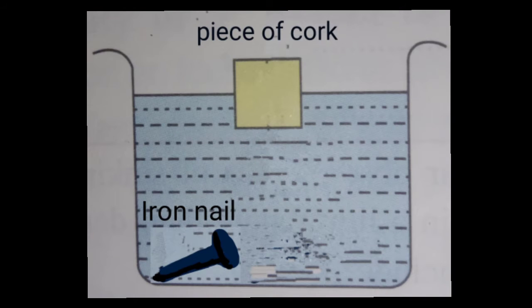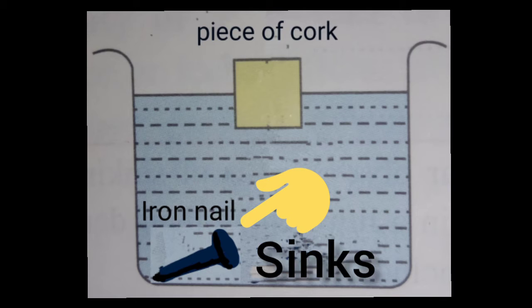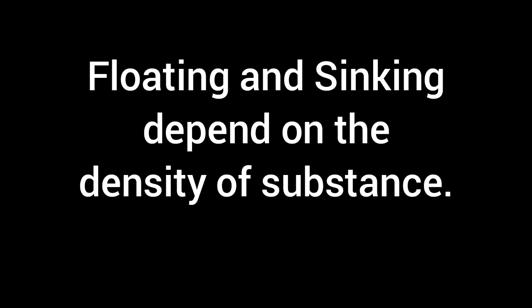Thus, a body floats on a liquid if its density is less than the density of the liquid, while a body sinks in a liquid if its density is more than the density of the liquid. It means it depends on the density of a substance, whether it is less or more than that of a liquid. It will sink or it will float.